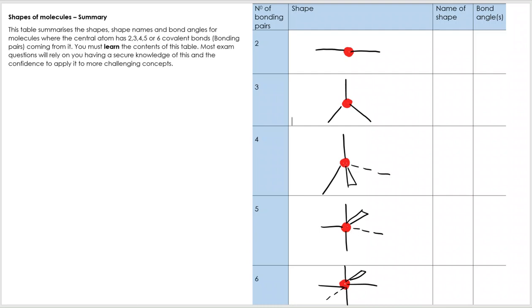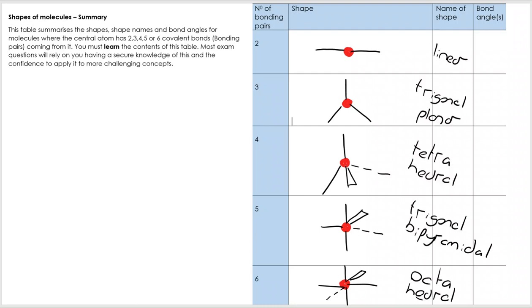Now, in terms of the names of these, the top one is linear, and you can see why. The second one is trigonal planar. Trigonal, 3 points, and it's a planar molecule. It's in one plane. If I turned that 90 degrees, it would be entirely flat. If I look at 4 bonding pairs, the shape that we have here is tetrahedral, tetra for 4.